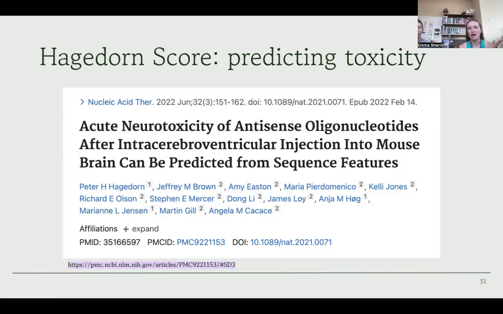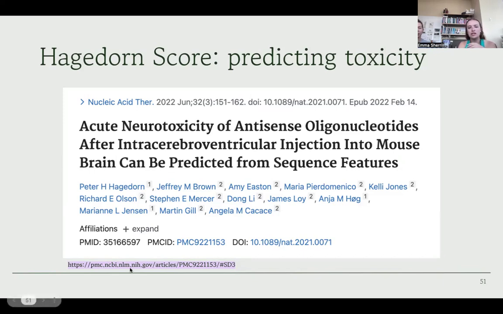But to start, this is something I believe we touched on last week. This is a tool that we've been using and running in our lab from this paper that was published in 2022. We just refer to it as the Hagedorn score because Hagedorn is the first author on this paper, but it's a calculation that helps to predict toxicity of a given ASO sequence. It's not a perfect prediction by any means, but it can give a first pass screen if you have a large list of designs to determine if a sequence might be more or less toxic when it moves into an animal model.